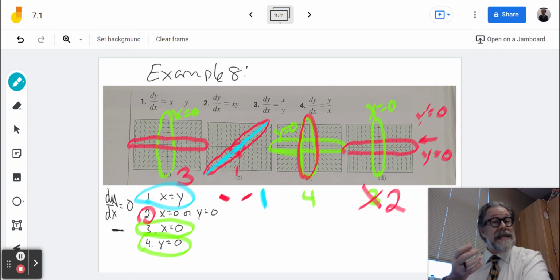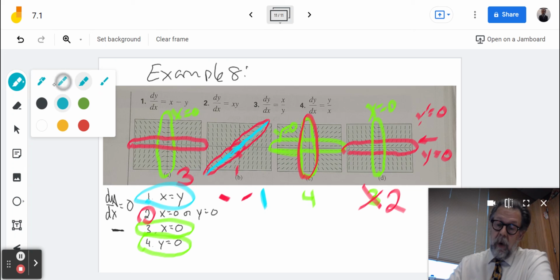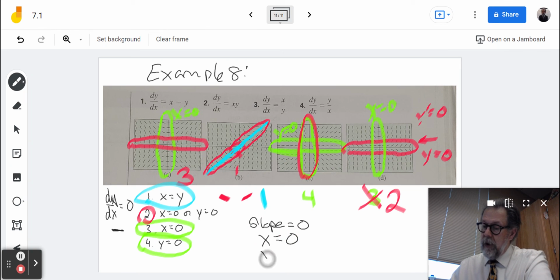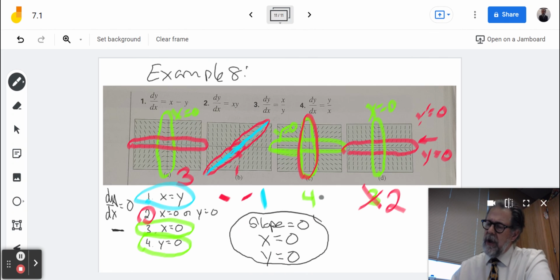So this is really the best way to analyze these kinds of things. You're looking for the following. You're looking for slope equals 0. You're looking for what happens when x equals 0. What happens when y is equal to 0? If you look at those 3 things, you can generally puzzle it out.